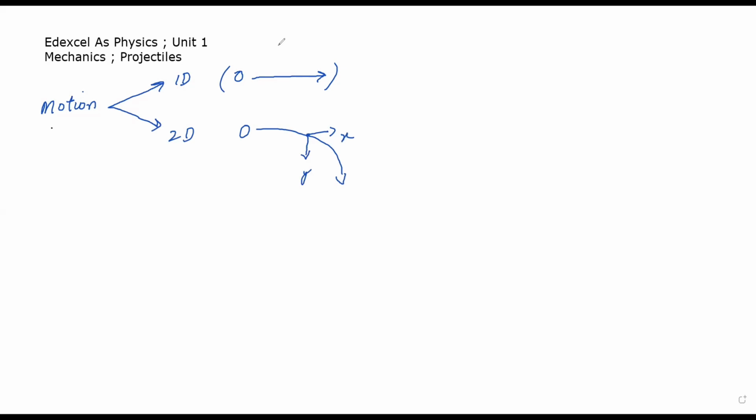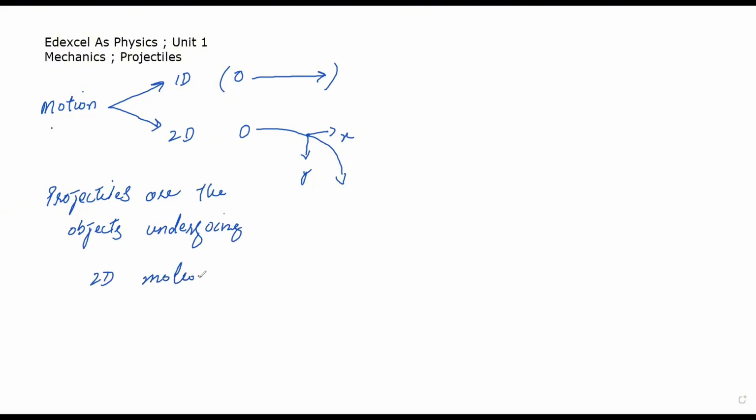So when it comes to defining projectiles, projectiles are the objects which are undergoing two-dimensional motion. Such a nature of motion is known as a projectile. These are the objects which are undergoing two-dimensional motion. Okay. Now, the next thing about them is, we need to learn about some examples.